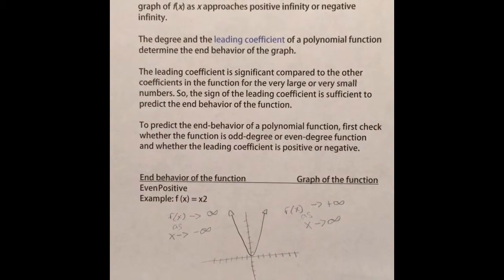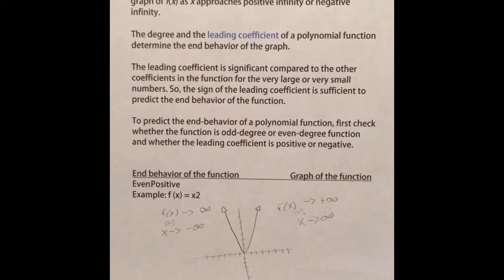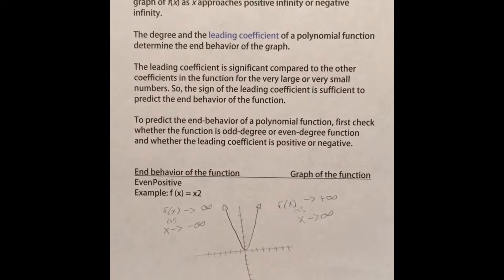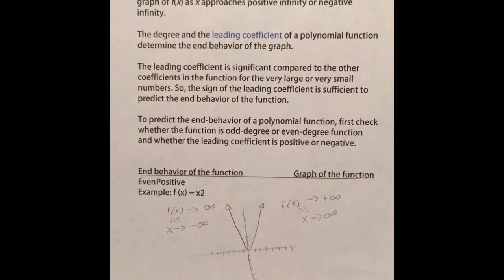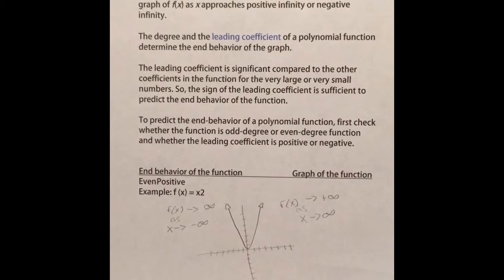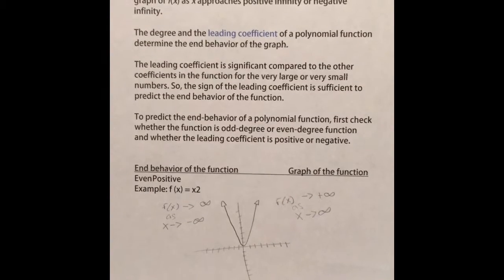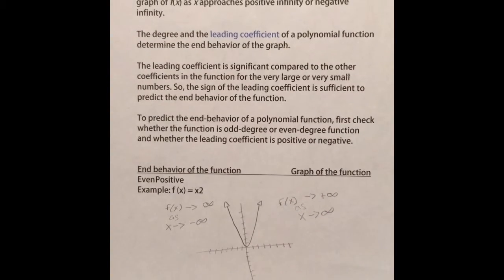So, for even positive, an example is x squared. For the left side of the function, f of x approaches infinity as x approaches negative infinity. For the right side, f of x approaches infinity as x approaches infinity.